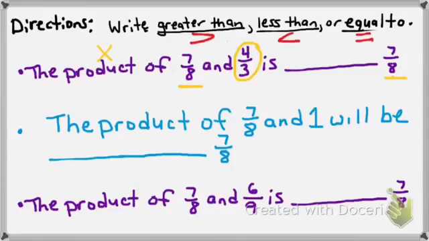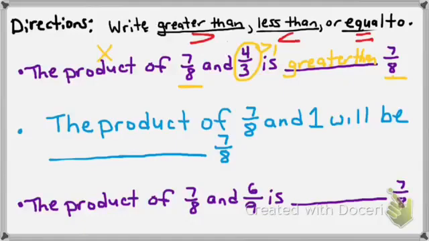Well, my numerator of 4 is greater than my denominator of 3, therefore 4/3 is greater than 1. And if I have a given number, 7/8, times a value that's greater than 1, like 4/3, my answer will be greater than my given number. So my answer should be greater than the 7/8.